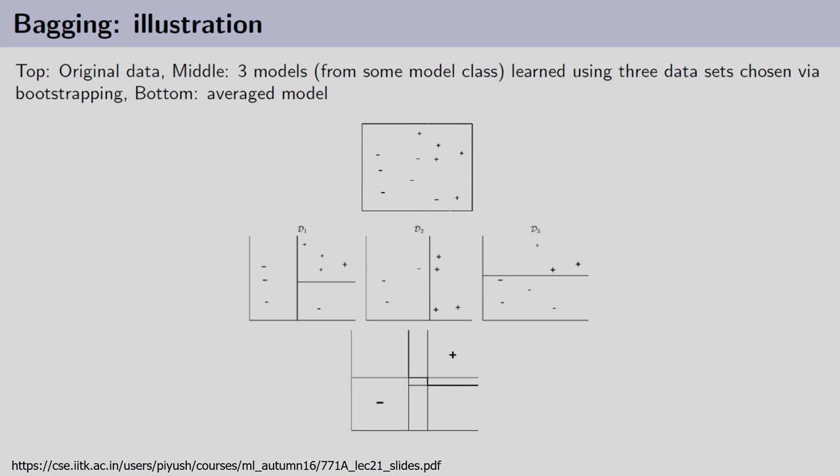Pictorially I can show the concept of bagging. This is the illustration. In this figure you can see I am considering the original data. In the middle we are considering three models. These three models are learned using three data sets selected by random sampling with replacement. You can see D1, D2 and D3. These are the training data sets, and the three models are trained with the help of D1, D2 and D3. After this you can see I am considering the average model. The final one is the average model.